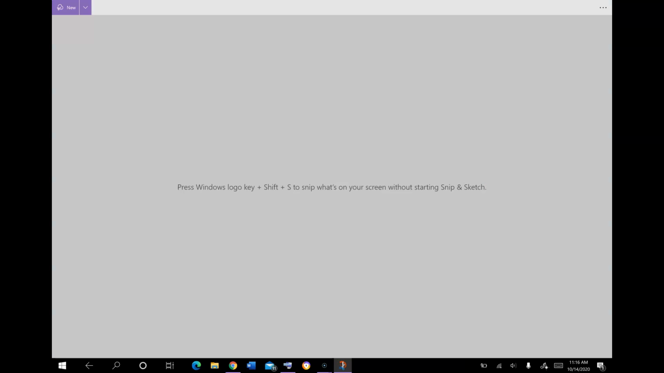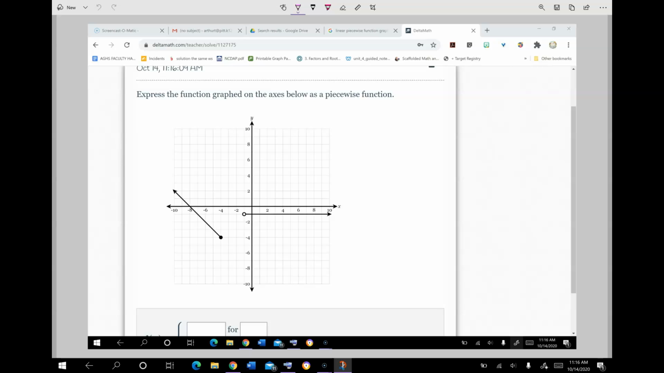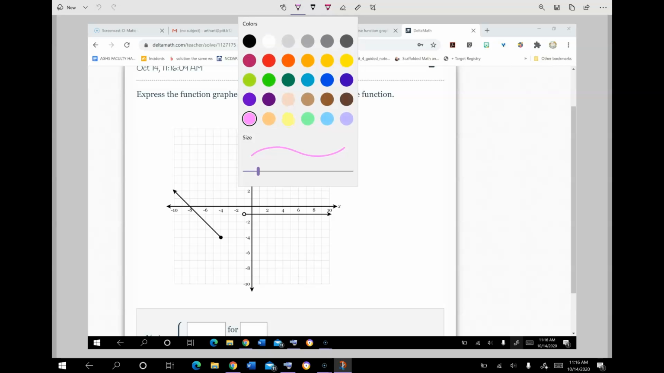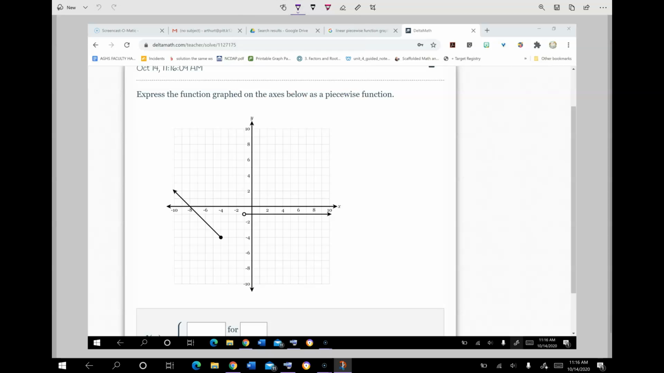All right, so this one, we're going to write our rule. First thing you have to do is get your slope from left to right, okay? I have a point here, and I have a point here. So if you look, I'm going down 1 over 1. Okay, you need that negative.